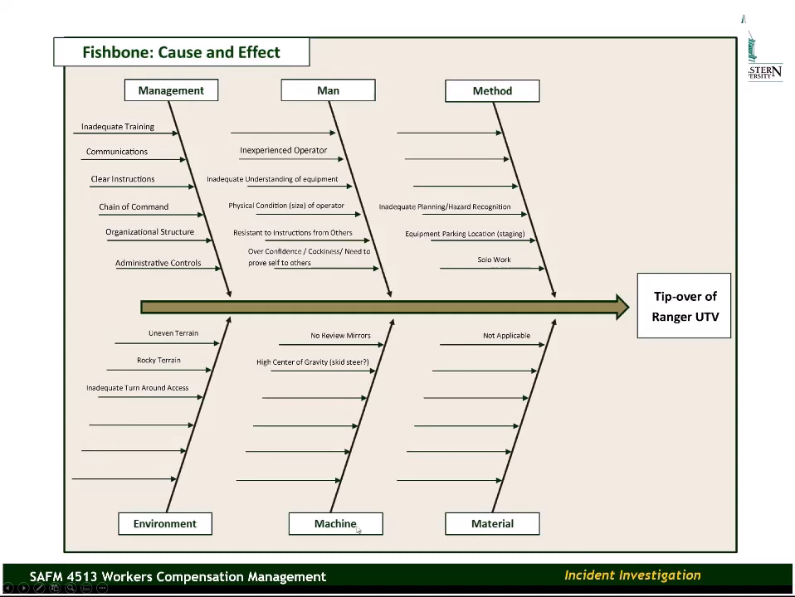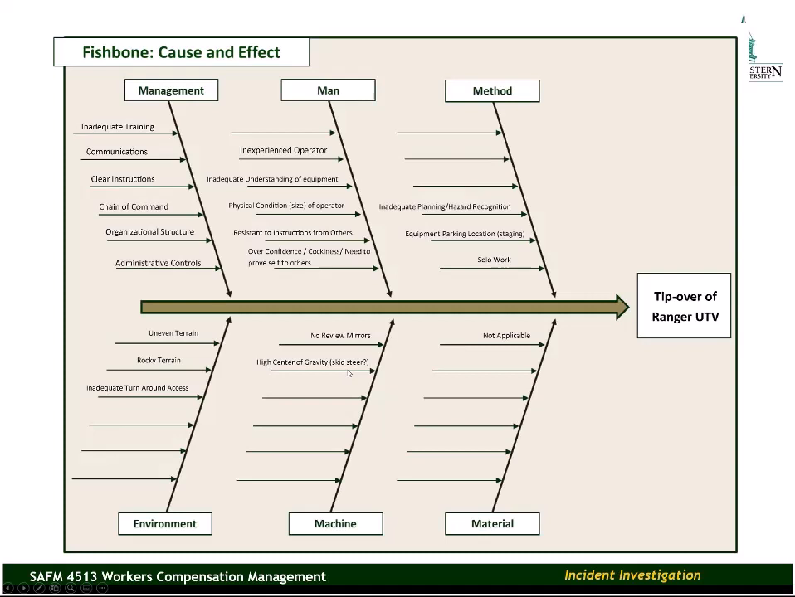Characteristics of the machine that may have contributed: there weren't any rear view mirrors on the machine, which made it harder for him to see what was behind him. Certainly no backup cameras. Also, the machine had a higher center of gravity than maybe some other equipment would have had. A skid steer might have been a better option in this situation.